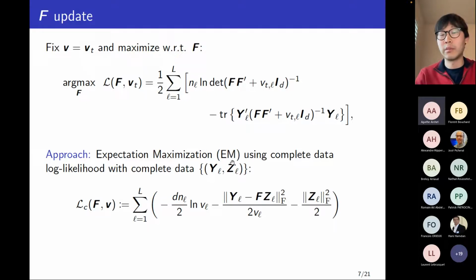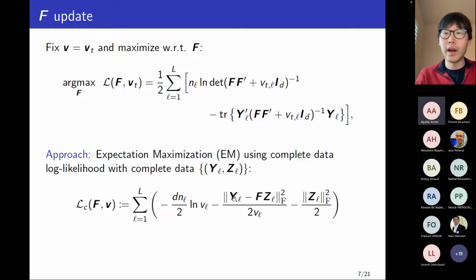And if you're familiar with expectation maximization, we're going to be using a so-called complete data log likelihood, where the complete data is going to be YL and ZL. So in other words, in general, the approach is you write down a log likelihood where you imagine that your data was not just YL, but both YL and ZL. So in that case, the log likelihood would look like this.